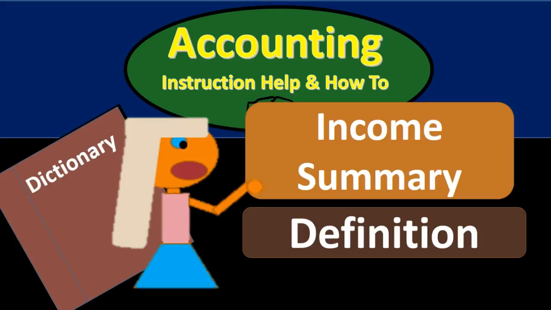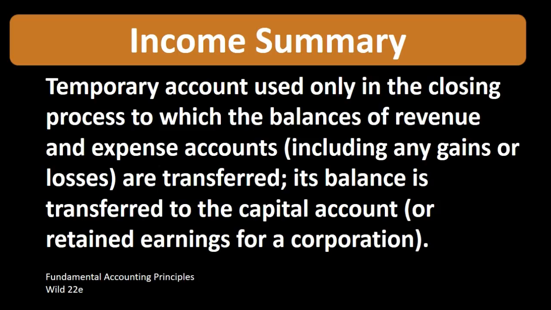Hello, in this lecture, we're going to define income summary. According to Fundamental Accounting Principles, Wild 22nd edition, the definition of income summary is a temporary account used only in the closing process to which the balances of revenue and expense accounts, including gains and losses, are transferred. Its balance is transferred to the capital account or retained earnings for a corporation.